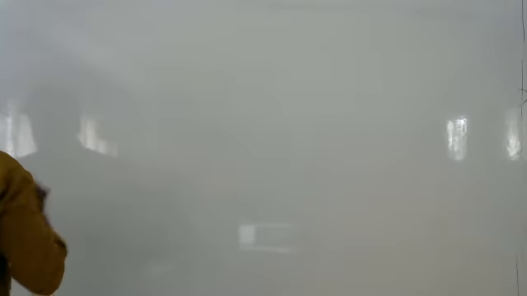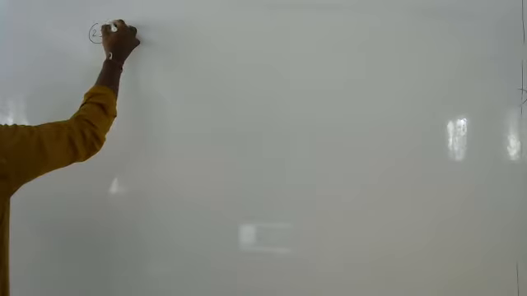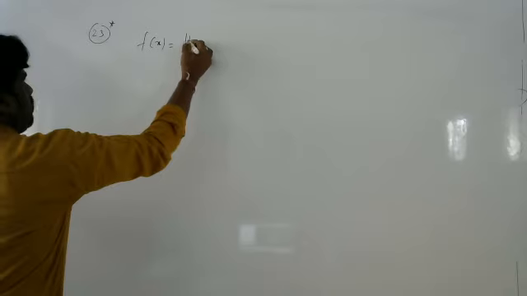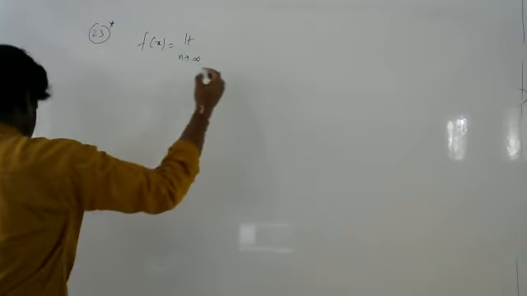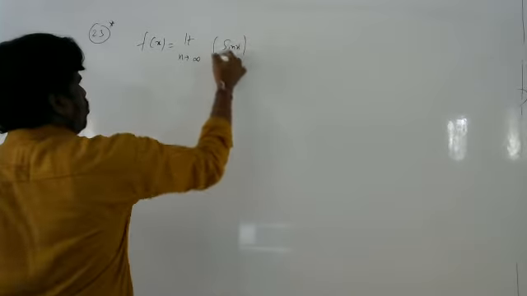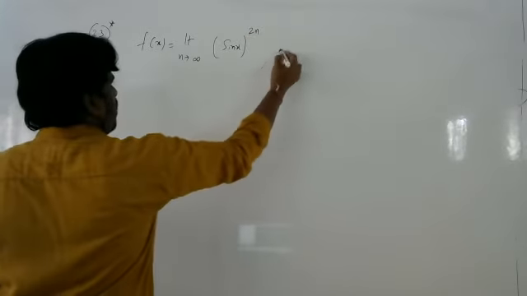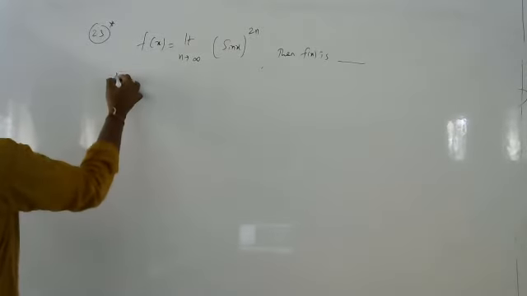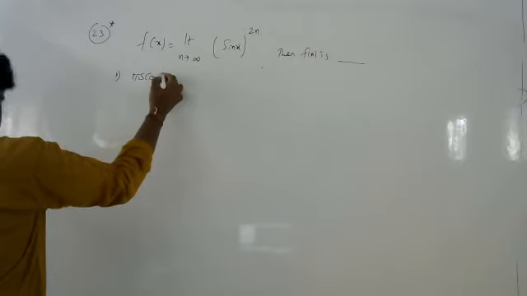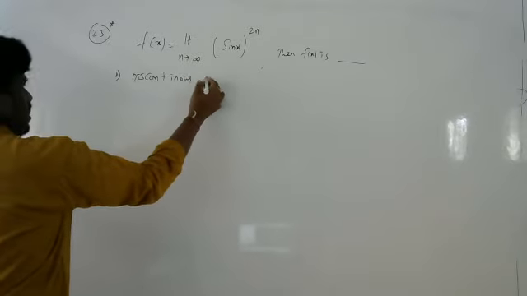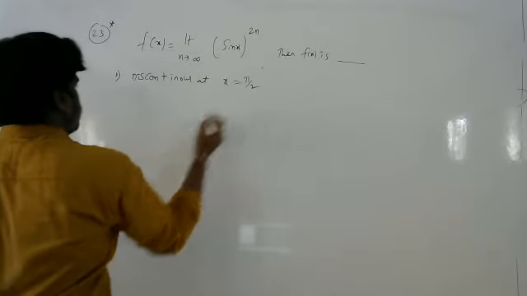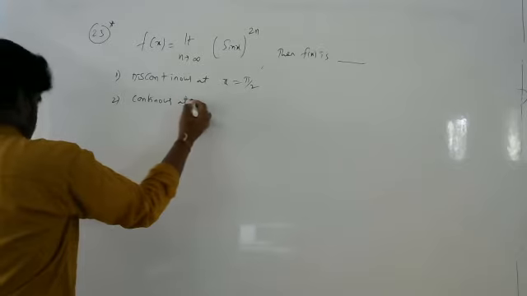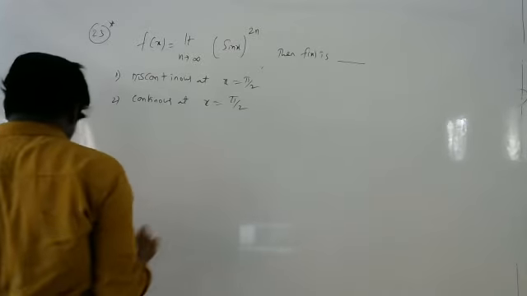See here, this is a very important one. Make it a star and write. This is the main question. If f of x is equal to limit n tending to infinity of sin x power 2n, then f of x is dash. Option A, discontinuous at x equal to pi by 2. Option B, continuous at x equal to pi by 2.